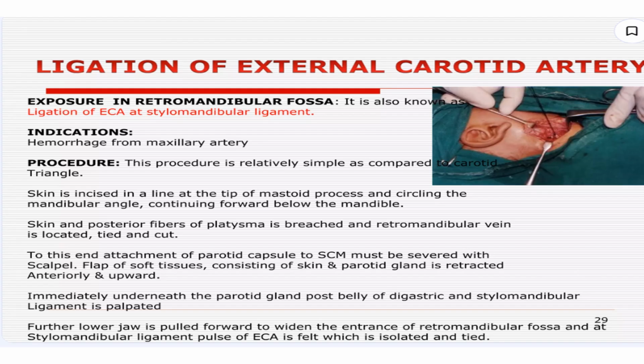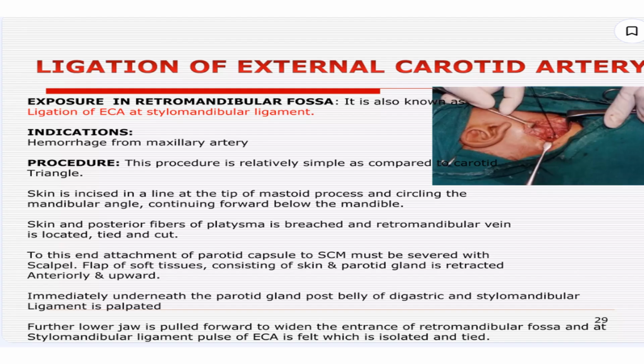So this procedure is relatively simple compared to the carotid triangle. Skin is incised in a line from the tip of the mastoid process, circling the mandibular angle, continuing forward below the mandible. Skin and the posterior fibers of the platysma are breached and the retromandibular vein is located, tied and cut. To this end, the attachment of the parotid capsule to sternocleidomastoid must be severed with the scalpel.